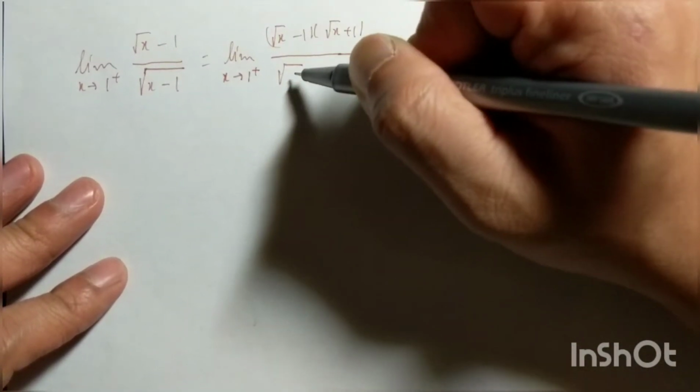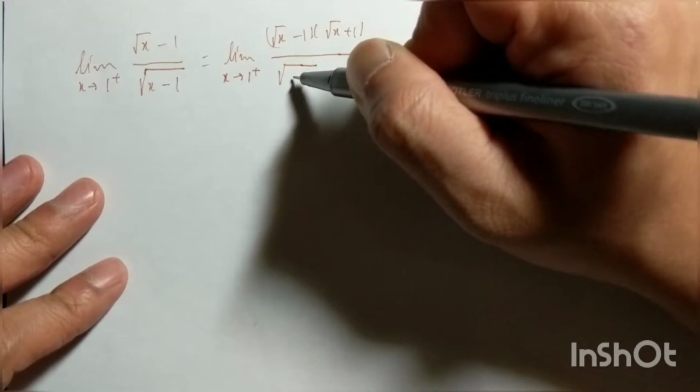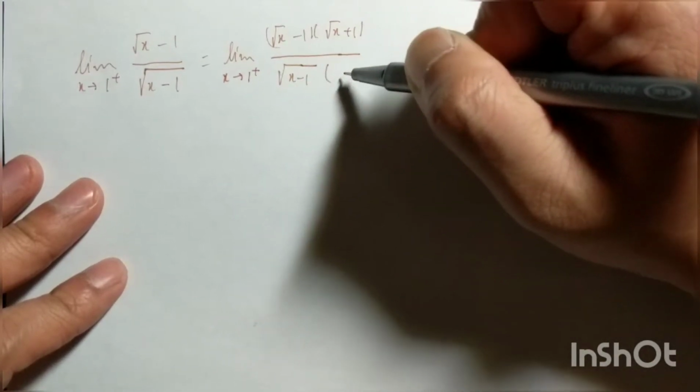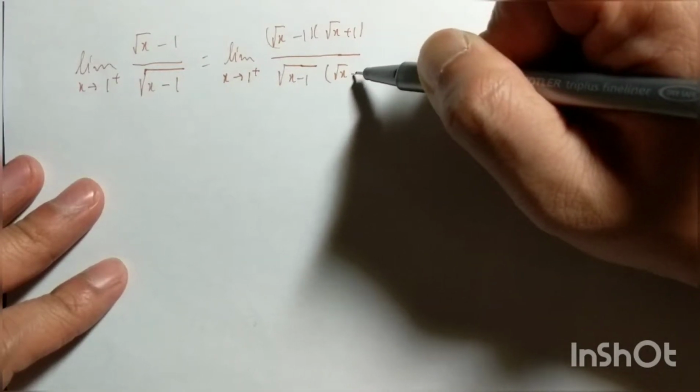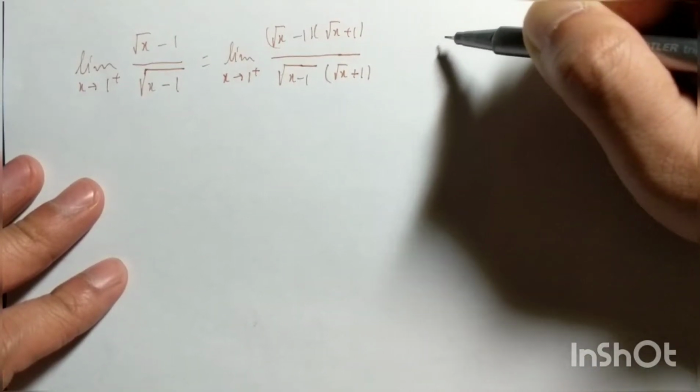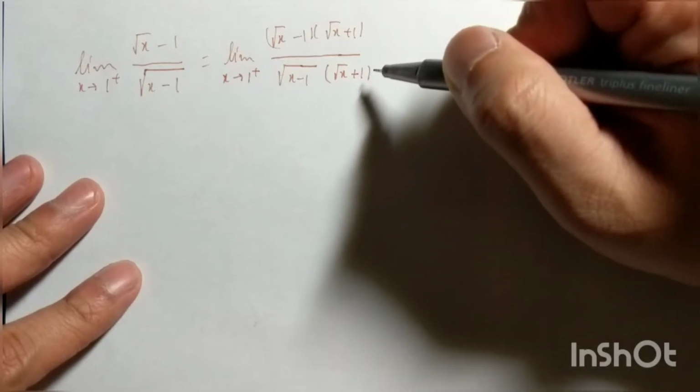Because we multiply the top with square root of x plus 1, we have to do the same in the denominator. So we'll multiply square root of x plus 1 in the denominator as well.